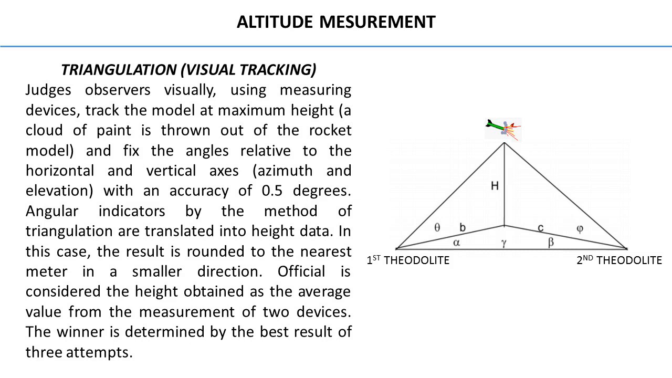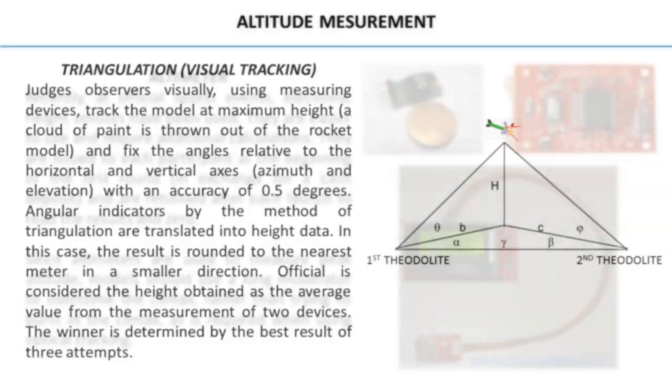Angular indicators by the method of triangulation are translated into height data. In this case, the result is rounded to the nearest meter in the smaller direction. Official is considered the height obtained as the average value from the measurement of two devices. The winner is determined by the best result of 3 attempts.